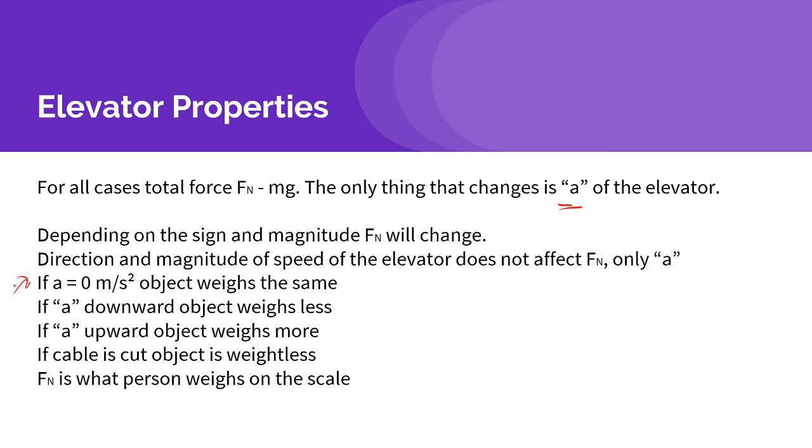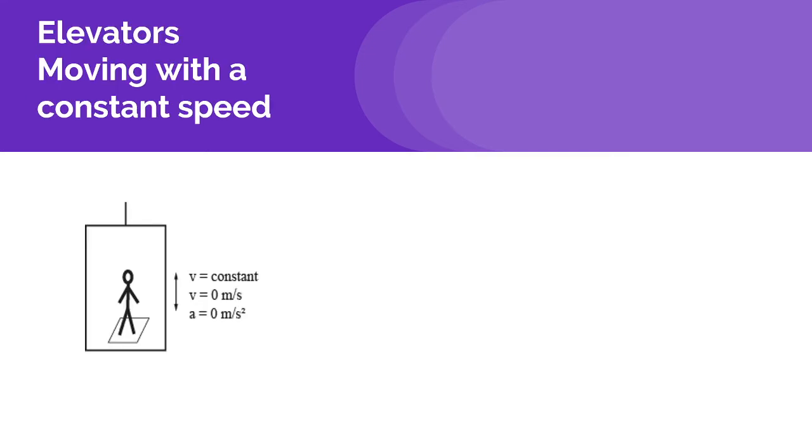If there's no acceleration, your weight will be the same. If a is negative, you weigh less. If a is positive, you weigh more. If, when you're in the elevator, the wire is cut, then you're going to basically weigh nothing. So it's going to be weightlessness. And Fn is what a person weighs on a scale. Alright, so that's basically what we have.